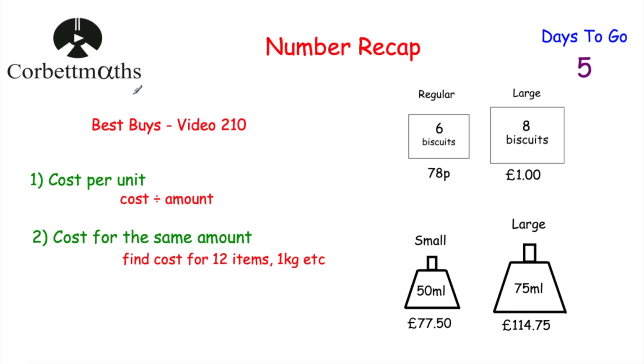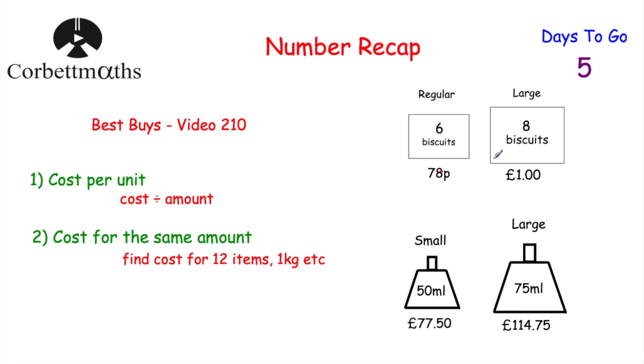Okay, another topic you may encounter is best buys. In terms of best buys, two approaches that I use are to take the cost and divide it by the amount. So in terms of these biscuits, we could take the cost and divide it by the number of biscuits in each packet. You could do 78 divided by 6, and that's equal to 13p, so that means it's 13p per biscuit in that packet. Or here you could take the £1, or the 100 pennies, and divide it by 8, and that's equal to 12.5p per biscuit.